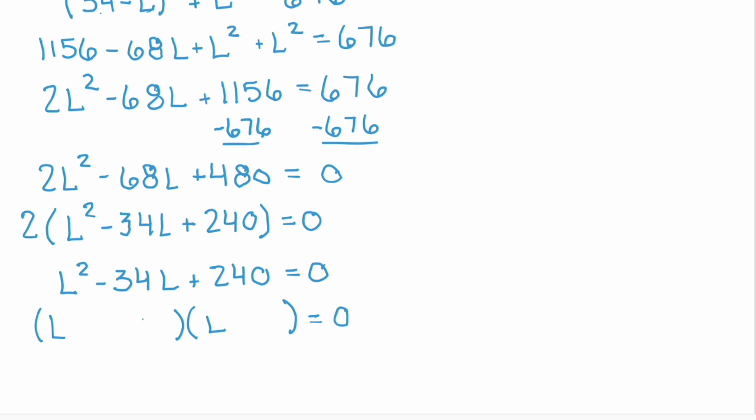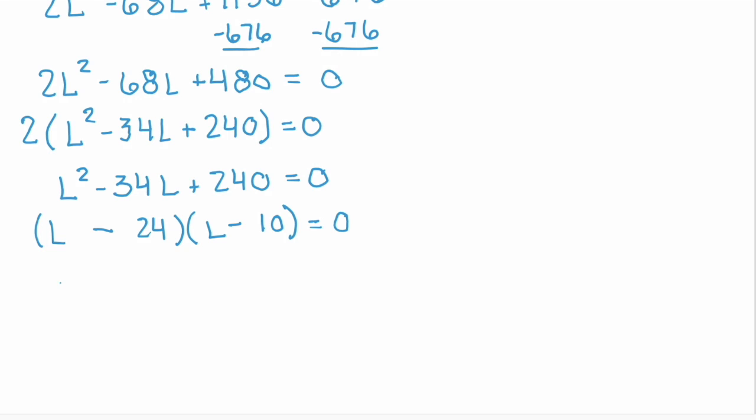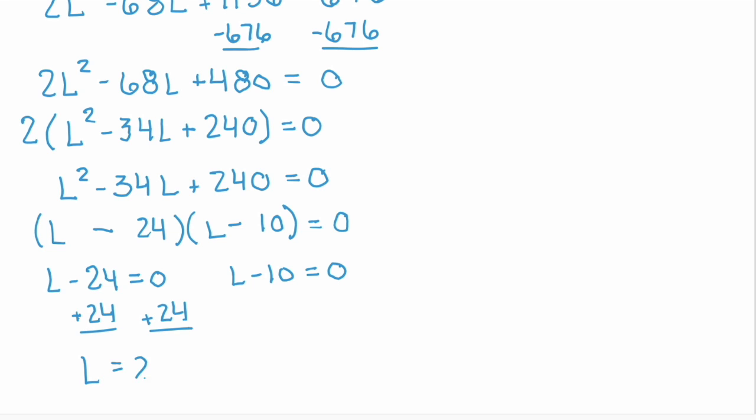If you need to make some notes, but start with simple common factors. 240, we know it's going to be something times 10. 24 times 10? Well, 24 plus 10 is 34. We need it to be negative, and if they're both negative, they multiply to a positive 240. Now we apply our zero product property. L minus 24 equals 0, and L minus 10 equals 0. Add 24 to both sides. The first one tells us length equals 24 inches, plus 10 gets added to both sides for the last equation, and length equals 10 inches.